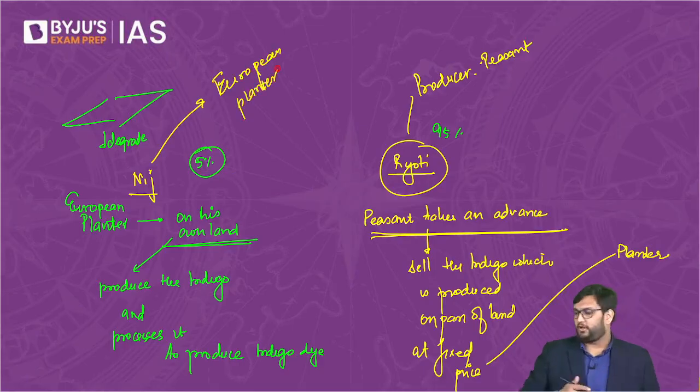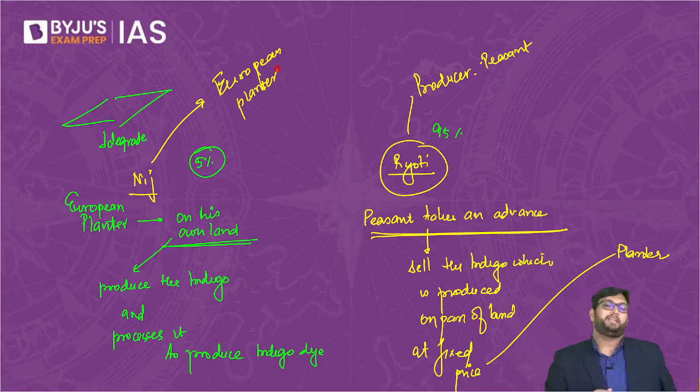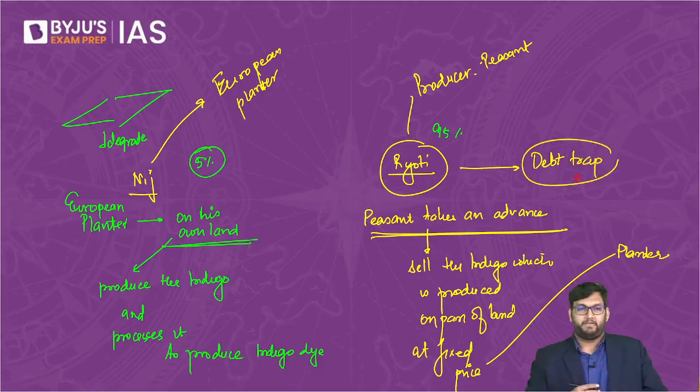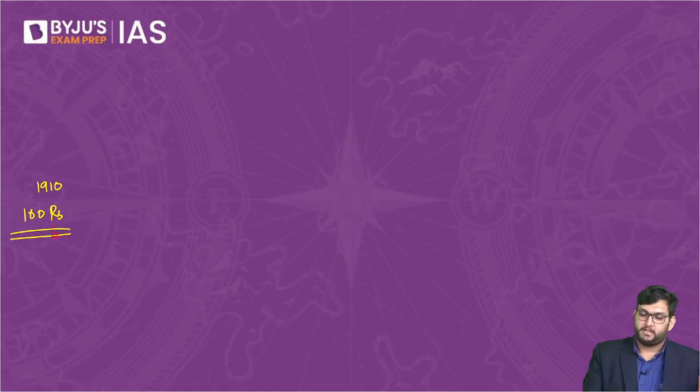So here the producer is the peasant, and here the producer is the European planter. Now I also explained to you how it could lead to a debt trap. Very simply, the Rayati system is the reason for a debt trap. Just to give you an example, you get 100 rupees advance in the year 1910, and you have to sell to the planter at 10 rupees, a fixed price.